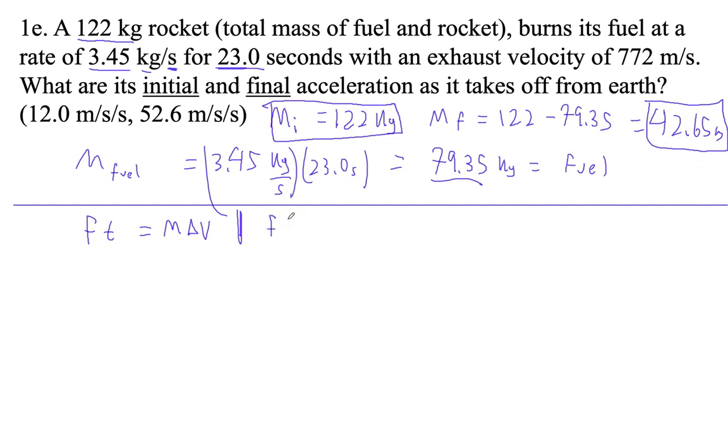So the force times 1 second equals 3.45 kilograms times 772. So basically, the short version of this is if you multiply the mass burn rate by the exhaust velocity, you get the thrust. That's it. Okay? So 3.45 times 772. That's a lot of thrust. That's 2663.4. Now I assure you, if you put in 23 seconds and 79.35, you'll get exactly the same answer.